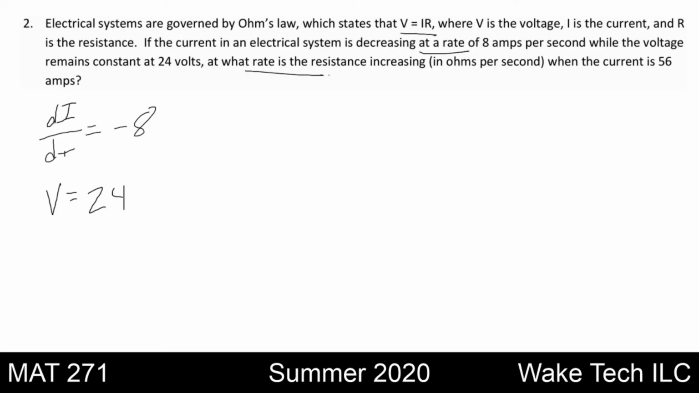And we're asking what rate the resistance is increasing. Say we want to know dR/dt, and the resistance is R, so dR/dt. That's what we want to know, so I'll put a question mark there.